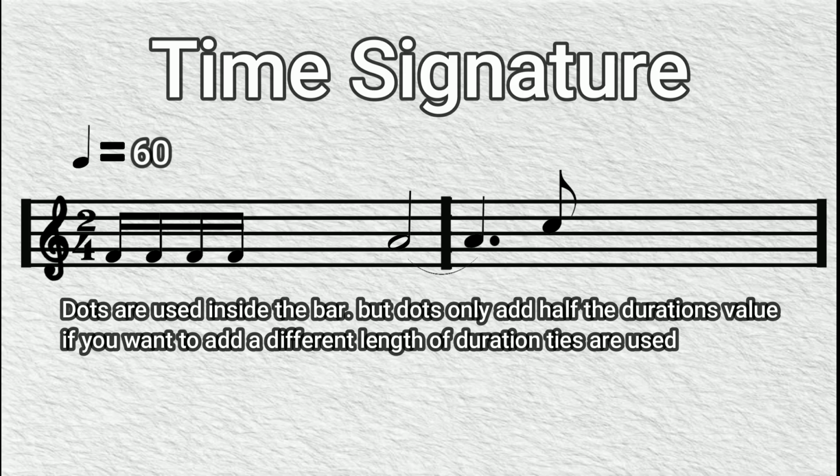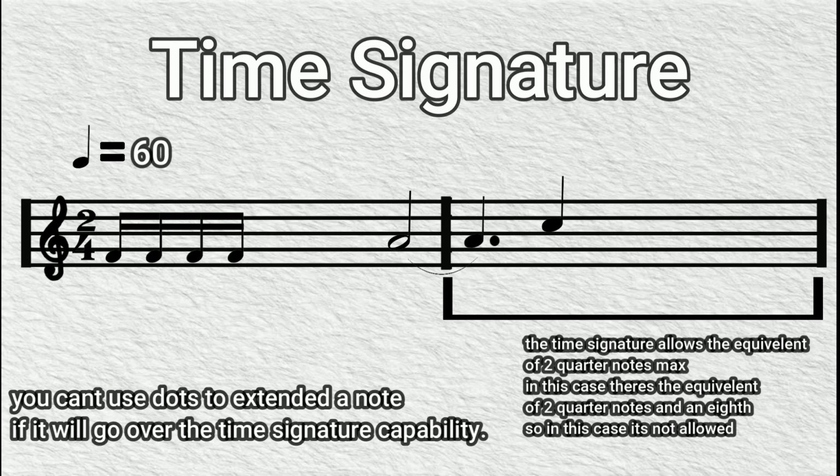But when you want, for example, to make a half note sound for a quarter of its length longer, the tie would be used. You can't use dots to extend a note if it will go over the time signature's capability, because then you'll end up playing the equivalent of more or fewer notes than what the tempo says you should.